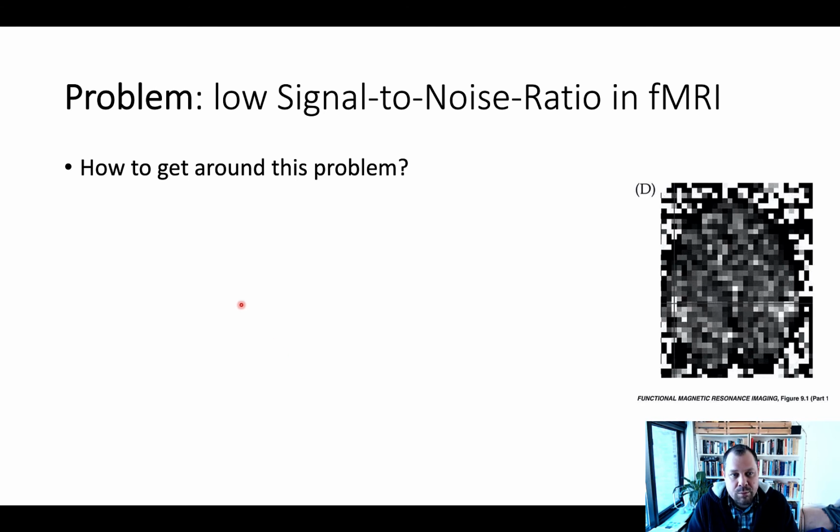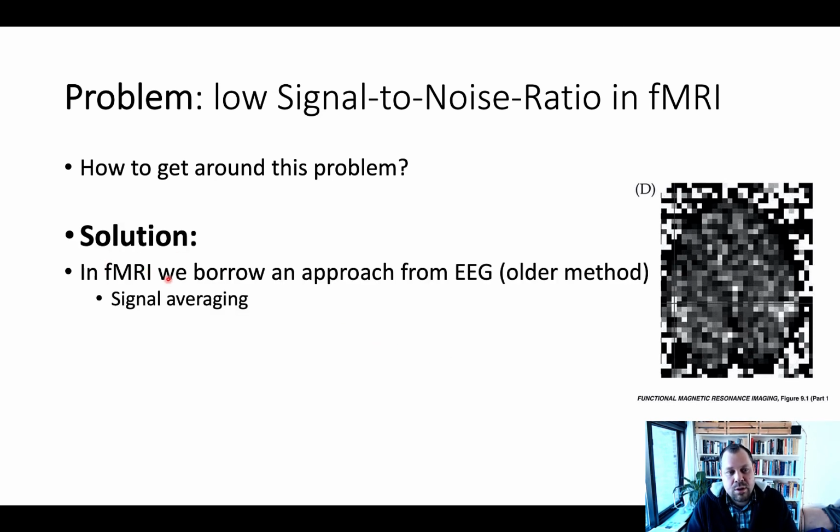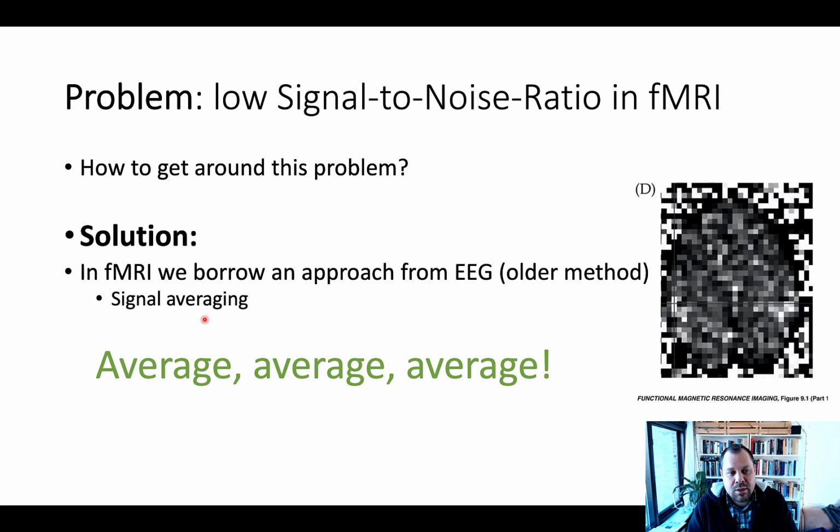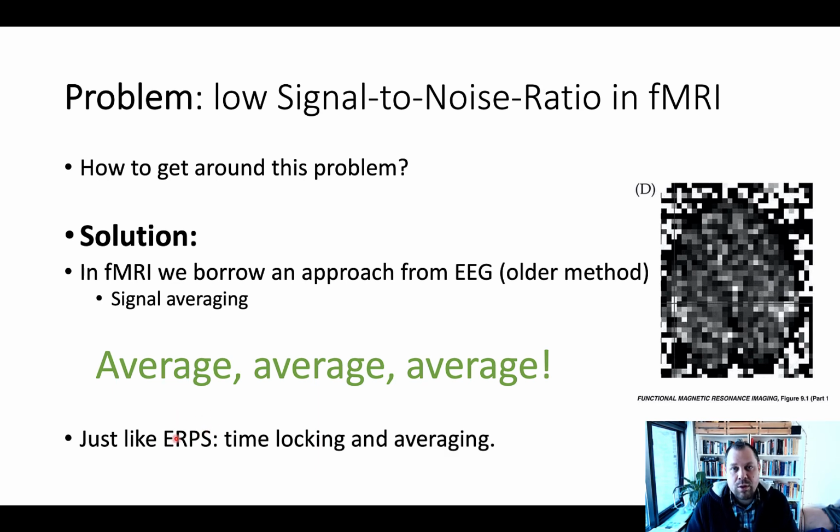Going back to the problem, we do have low signal to noise ratio in fMRI, again illustrated by this image here. But luckily, there's a way to get around this. The solution is borrowed from electroencephalography, an older method. Namely, we use signal averaging, such as is done in ERPs. They're called event-related potentials, where you time lock the neural response, the response that you're measuring with your method, to periods of interest in the task.